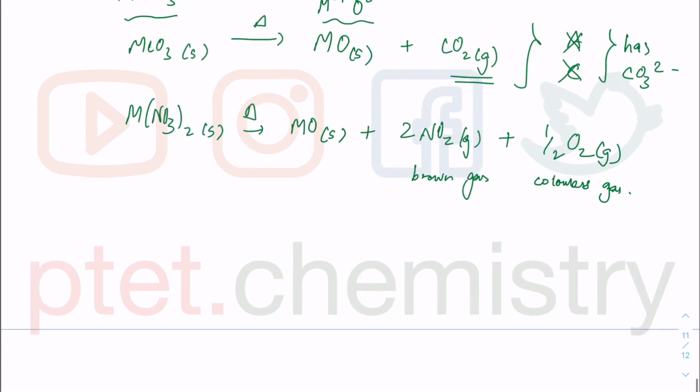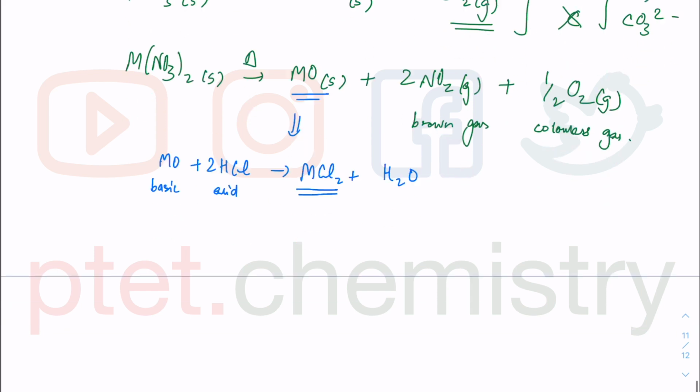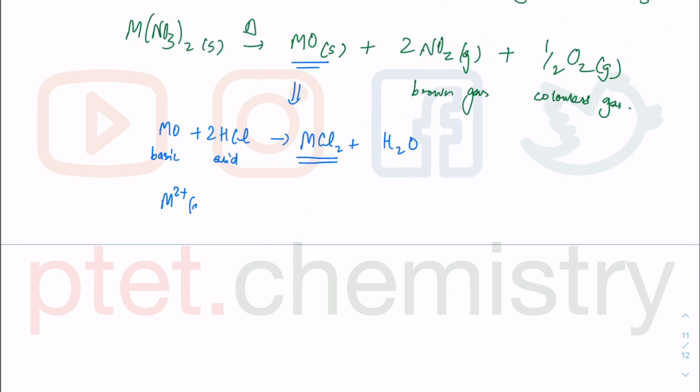Alright, so what we have is this solid, MO plus H2O, group 2 oxide plus H2O, gives you the group 2 hydroxide. Sorry, nope. You want to add it with HCl, so that's adding with acid. This is basic, this is acid, you get MCl2 plus H2O. Not that it matters, because now what you have is the M2+ cation, and then you add in sulfuric acid, and you want to test the solubility of the group 2 sulfate.